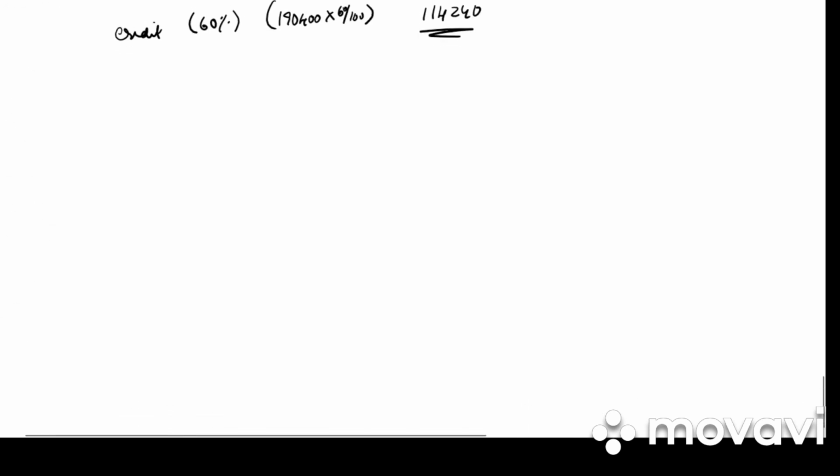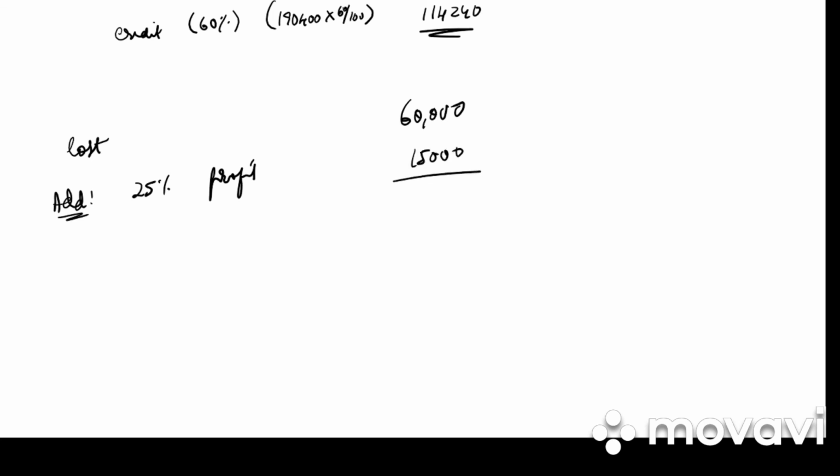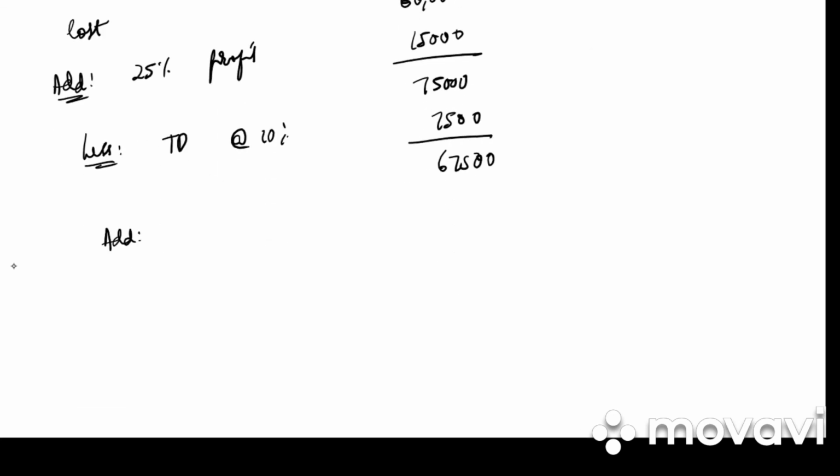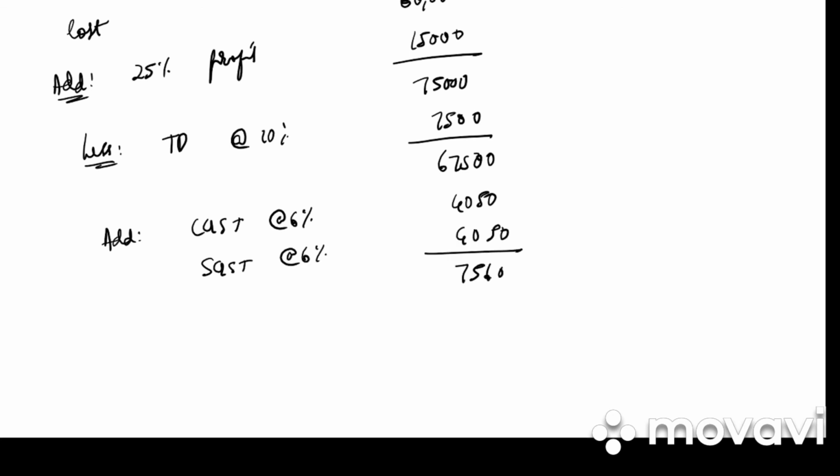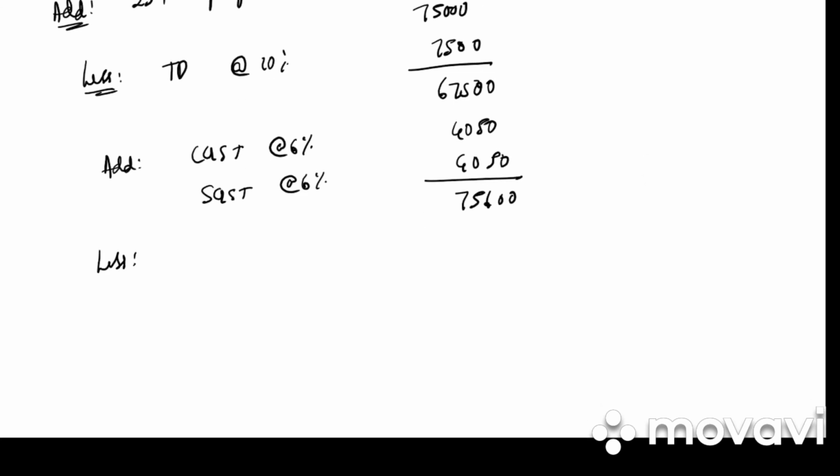So again write down the working note. Cost is how much? 60,000. Add 25% profit. How much is it? 15,000. Total we get 75,000. Less trade discount at 10%, 7,500. That is 67,500 was actual sales. Add CGST at 6%, 4,050. SGST at 6%, 4,050. 75,600. And we get a cash discount.